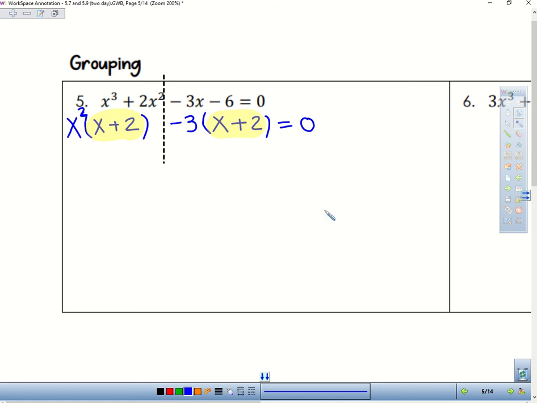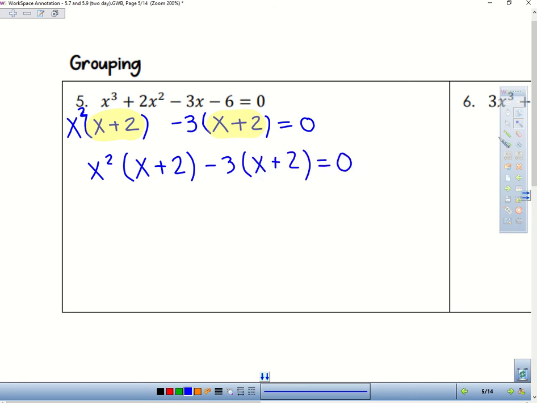And then here's where people get a little confused. If I remove this line right here, we basically just have an equation x squared times x plus 2 minus 3 times x plus 2. Now, think of these as 2 individual terms. What do these 2 terms have in common? X plus 2. So I can factor the x plus 2 out of both. I take the x plus 2 out, which leaves me with x squared minus 3. Good. And that is what you're left with.